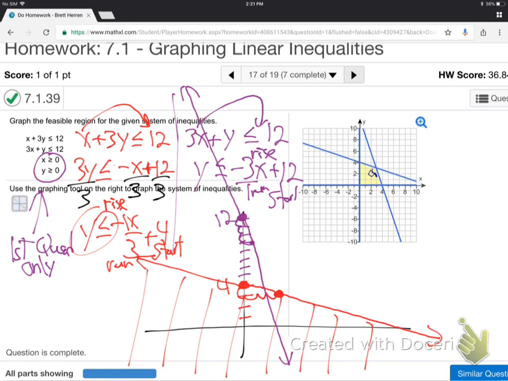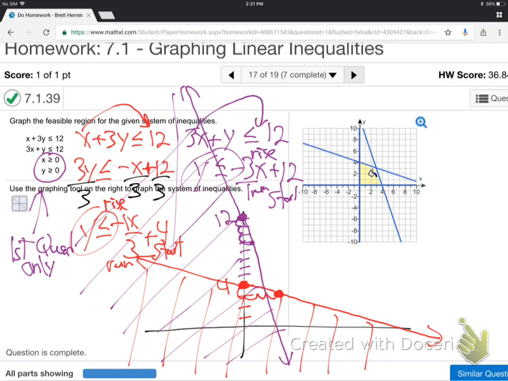Down 3 over 1, like so. Up 12, down 3 over 1. And then we have y is less. Shade below. Which way is below? Well, this is below, isn't it? That's because that's where the y-axis goes down. It's below that line. So where do the two shadings overlap?